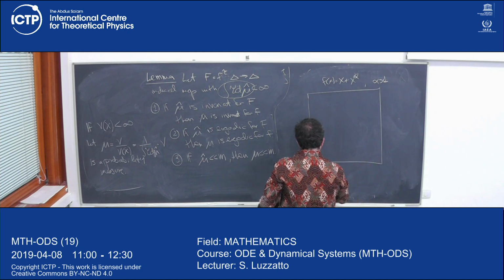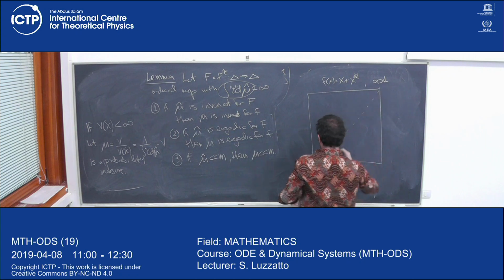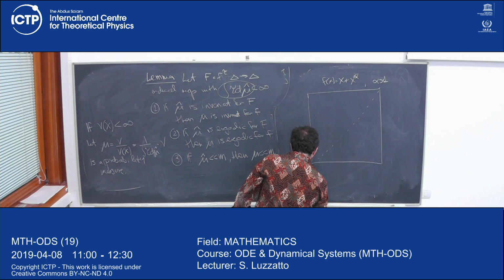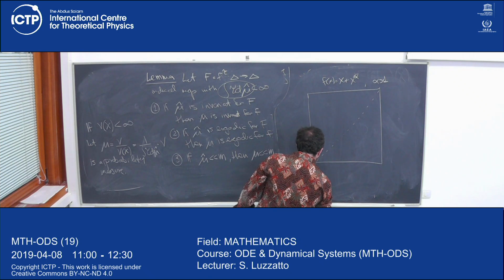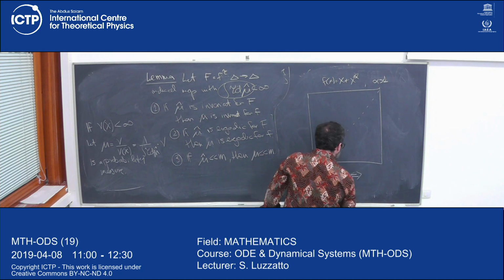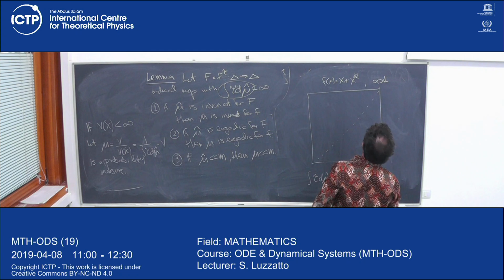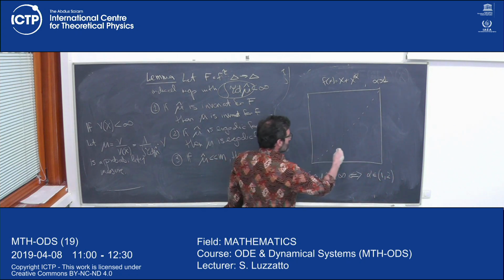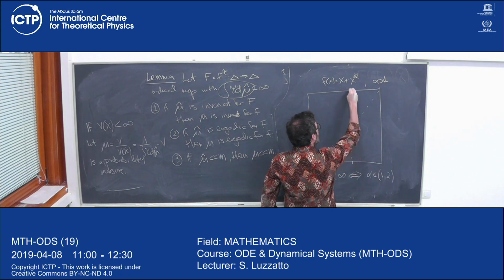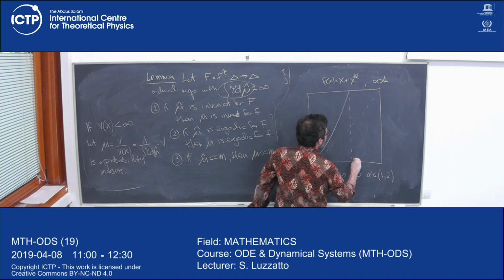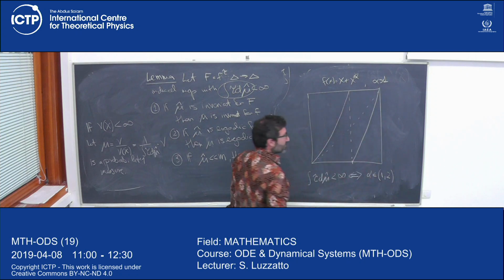So in the intermittency map, we get integrability, so the integral of tau d mu hat is finite if and only if alpha is between 1 and 2. So this is the picture. Okay.